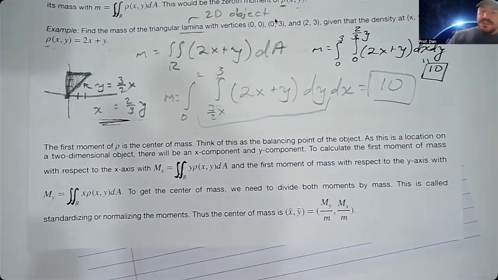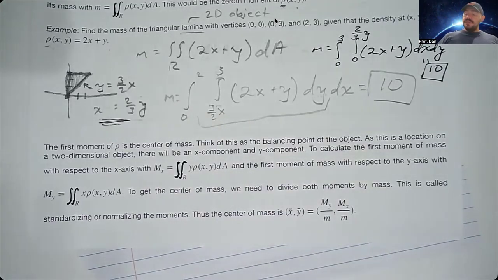So anyway, once we find those moments, those are what we would call the raw first moments, right? To get the actual center of mass, we would have to do a process called normalizing or standardizing. What was the word I used earlier? I used a word. Yeah, I don't remember. I lost it.